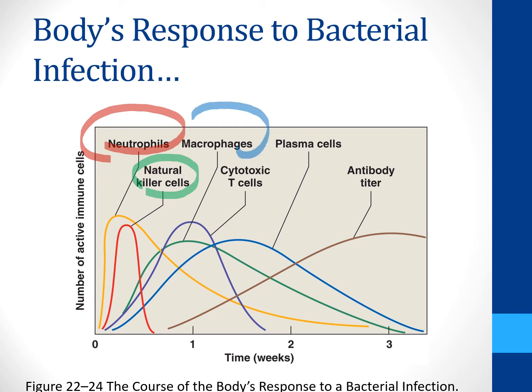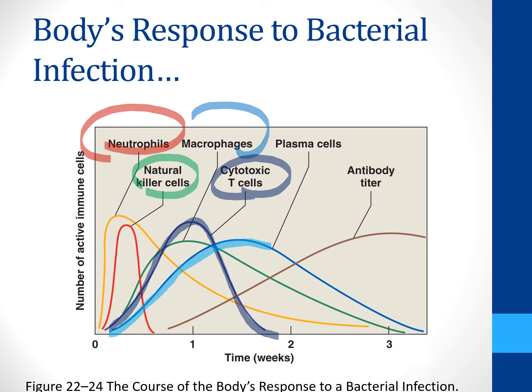So the macrophages are the green line down here. Those are going to come in and start cleaning up the area. And the cytotoxic T cells are going to come in as well. So that's our cytotoxic T cell line. While all that is happening over the first week, we have plasma cells that are slowly mounting a response, and they start to secrete antibodies.